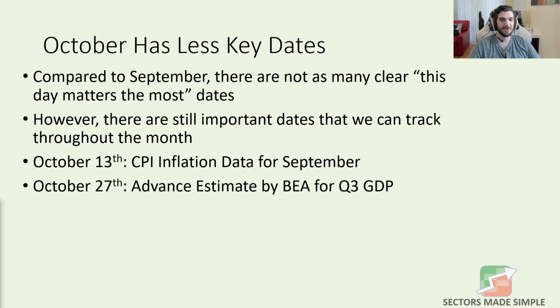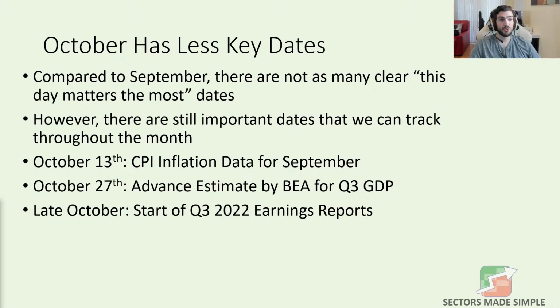The second thing that we get from the BEA is going to be what they call the advance estimate for quarter 3 GDP numbers. Why it's called advance, we'll talk about in a minute. But what that means is it's our first look at quarter 3 GDP numbers. And then towards the end of October, there's not a certain date, but it will be the start of earnings season for companies that are within the stock market.